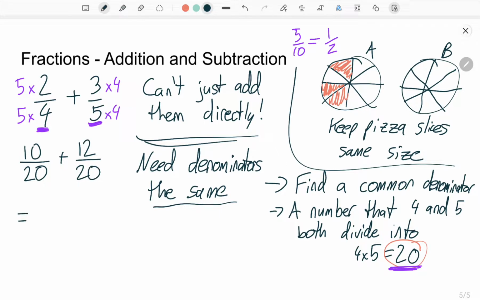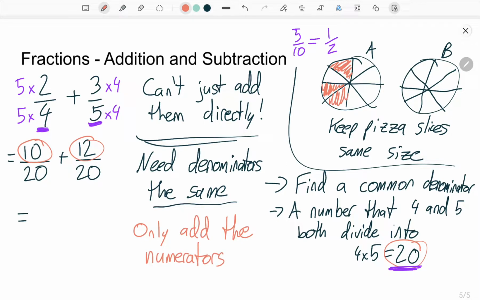Now that we have them over the same denominator, we can compare them and we can actually add them. And when we add, we only add the numerators. So I'll just write that down. And we can put this onto our sheet now. So 10 plus 12 over 20. Or, well, 10 plus 12 is the same as 22 over 20.